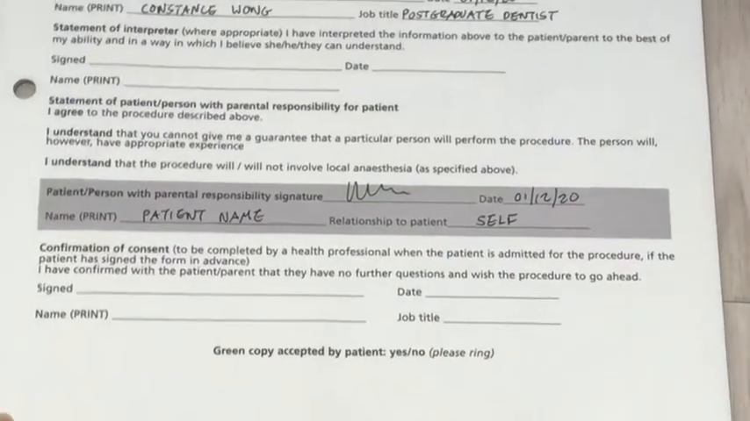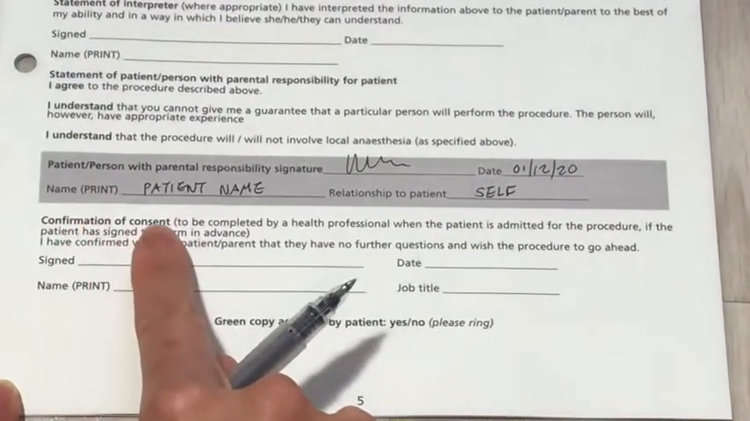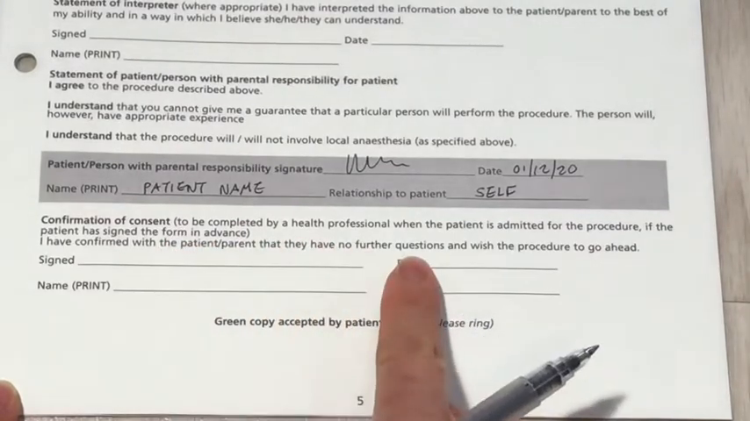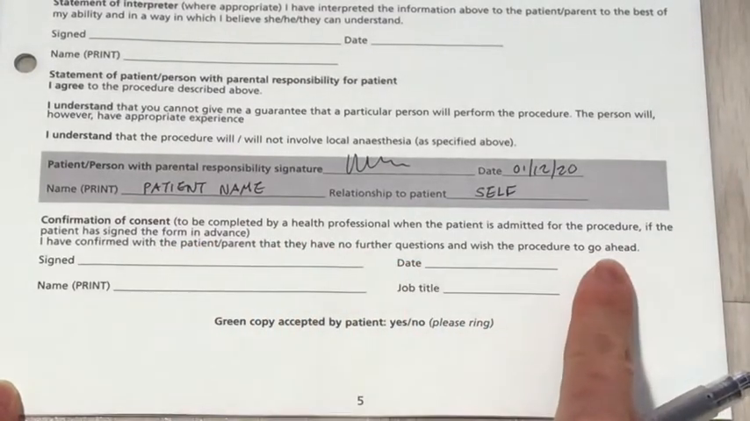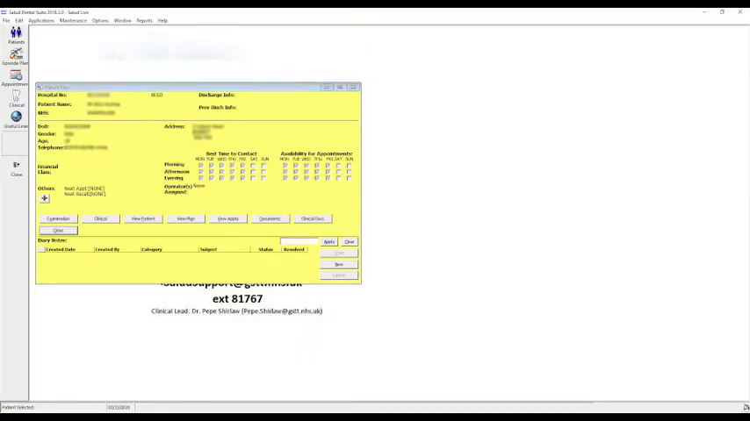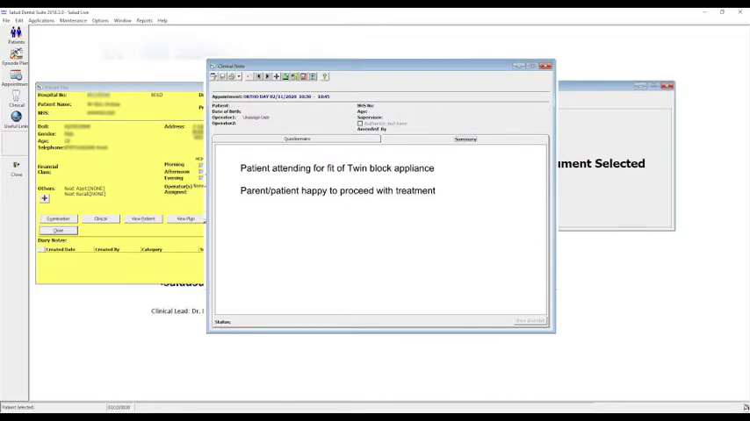This confirmation of consent section is used when the patient has had their treatment carried out on a different day other than when the consent form was completed, and the clinician wishes to reconfirm that the patient has no further questions and is still happy to proceed. However, as the consent forms are being scanned onto the electronic Salute system, completion of this section at the next appointment is not possible and thus can be left blank. Instead, the clinical note should document that the patient has no further questions and is happy to proceed with treatment.